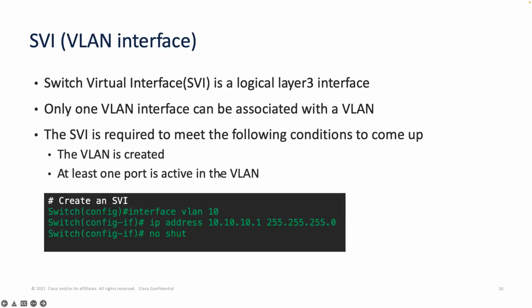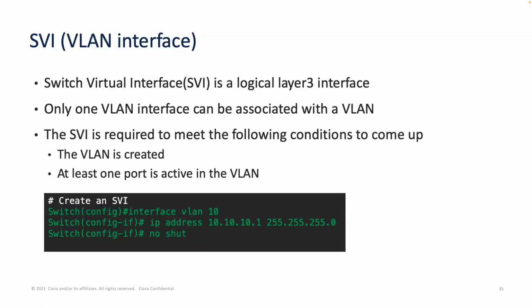Another similar concept is SVI. SVI is similar to the routed port in that it's a layer 3 interface that provides layer 3 packet processing. But don't misunderstand SVI and the routed port. They are different. SVI is a virtual or logical interface assigned to one VLAN, but a routed port is a physical interface. They are different.